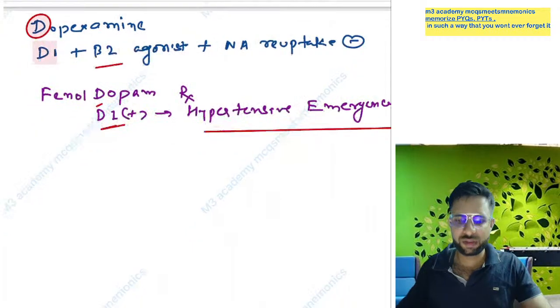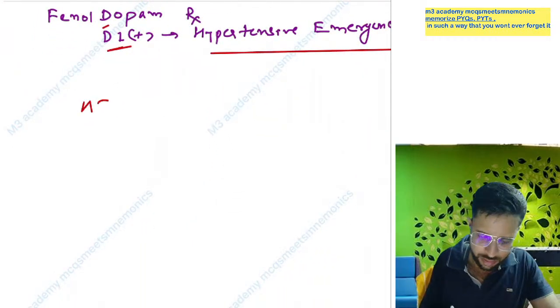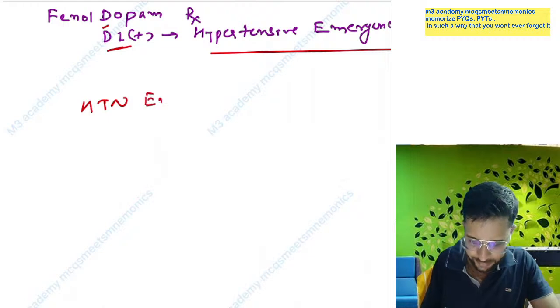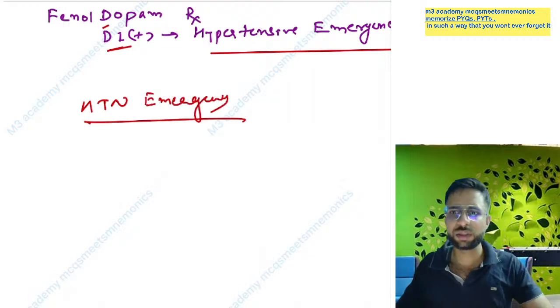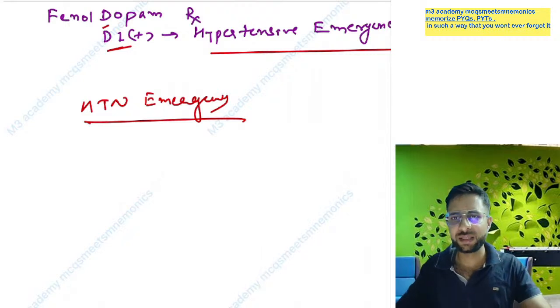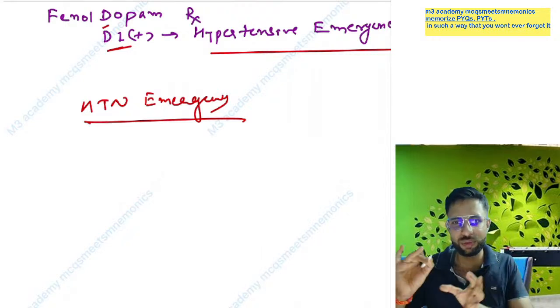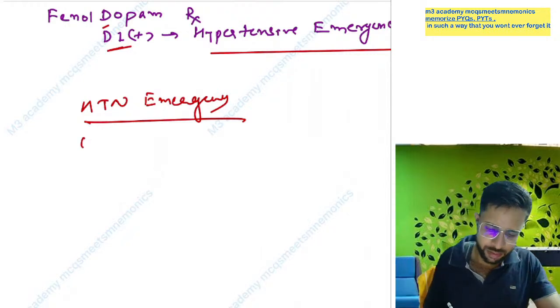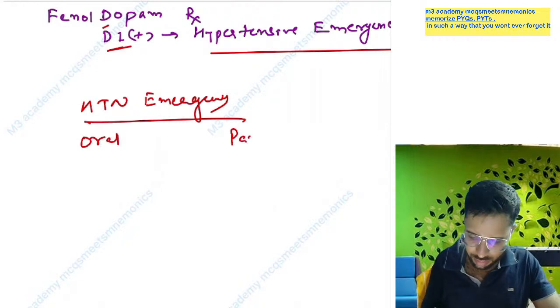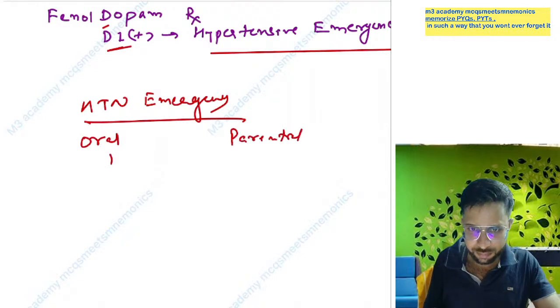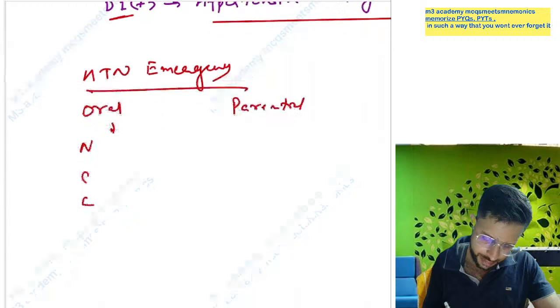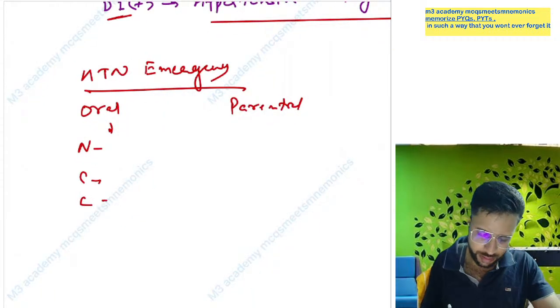Which drugs are used for hypertensive emergencies? Type in the chat box. Which are the oral drugs? Which are the parenteral drugs? Those who attended our pre-test, there is a mnemonic available in the solution of that question. So there are oral drugs and parenteral drugs. The oral drugs are NCC: nifedipine, clonidine, and captopril.